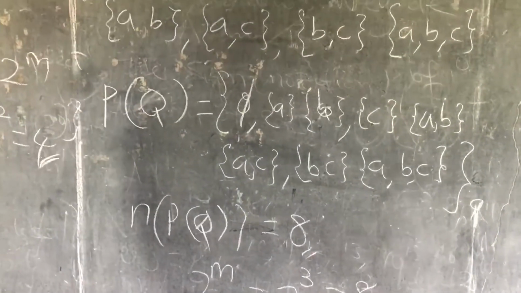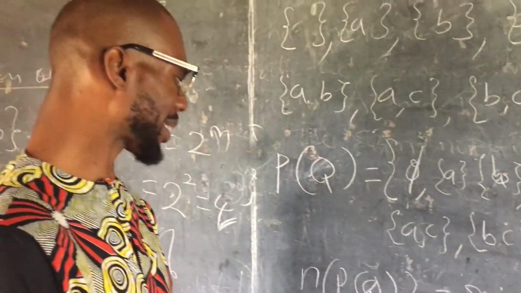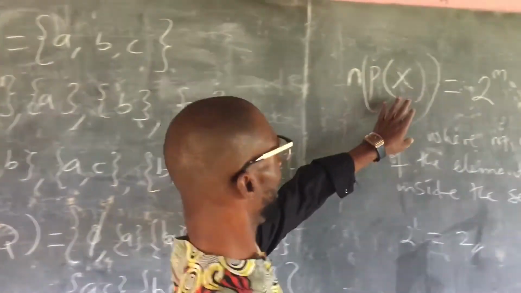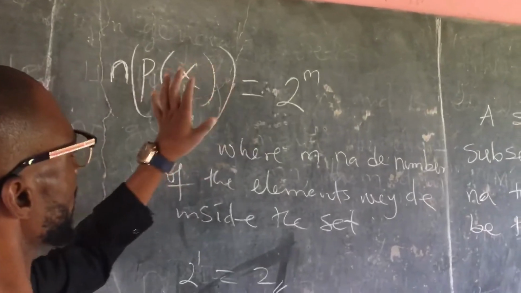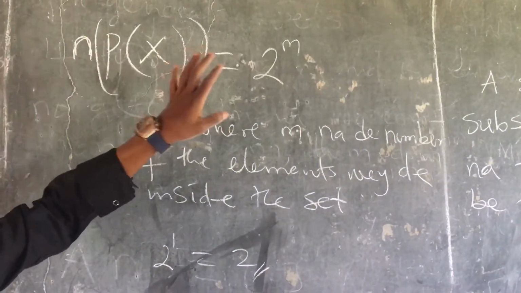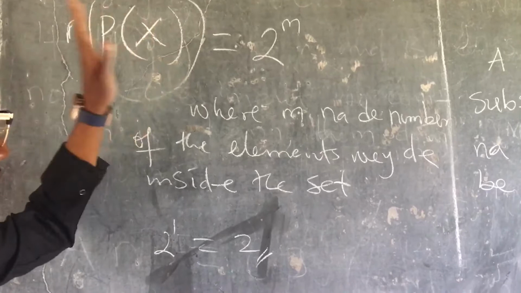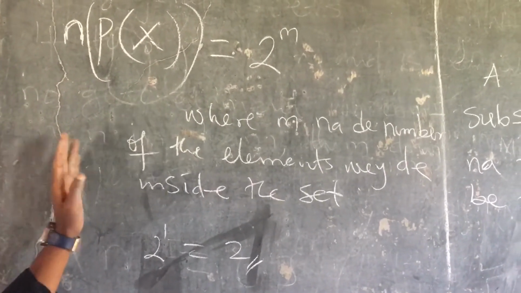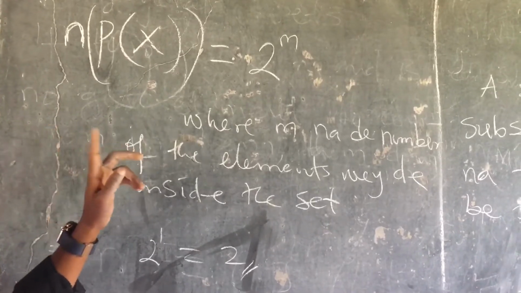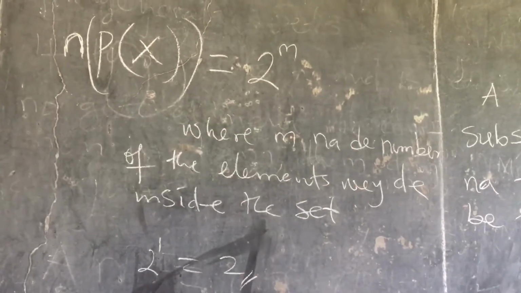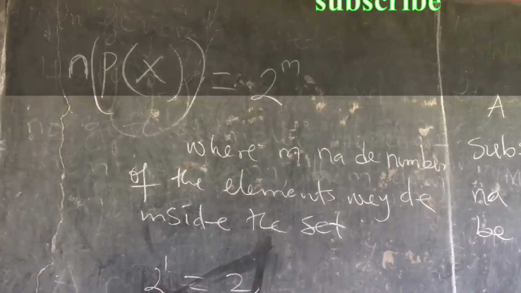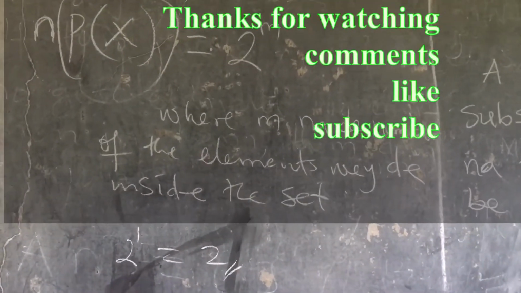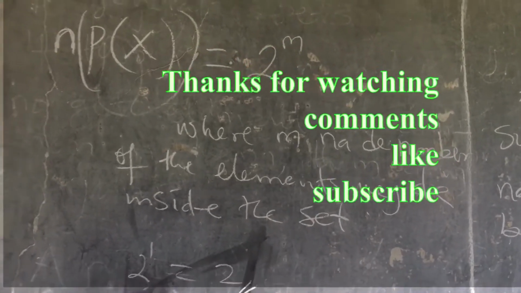So to get the cardinality of the power set of any set, we will use this formula. This formula will give us the number of subsets we can get from any set. So for any set you have, just count the number of its elements. Whatever number you get, raise 2 to that number of elements. You will get all possible subsets, the number of all possible subsets that you can get from that set.